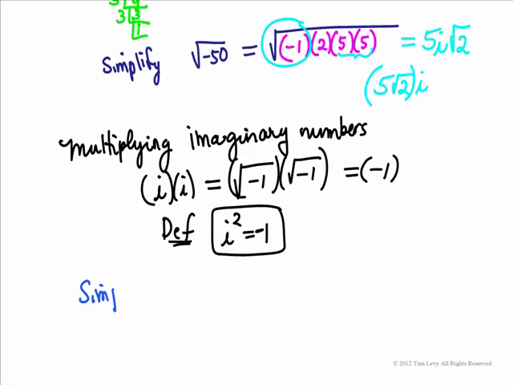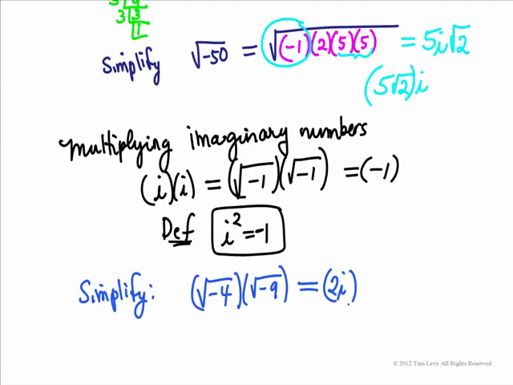For example, if I said simplify the square root of negative 4 times the square root of negative 9, the key in doing this is to change them first to i numbers. So the square root of negative 4 is 2i. The square root of negative 9 is 3i. Now we can multiply just like we would normally with any binomials, and 2i times 3i is 6i squared. And then we use the fact that i squared is negative 1. So this answer is 6 times negative 1, which is negative 6.